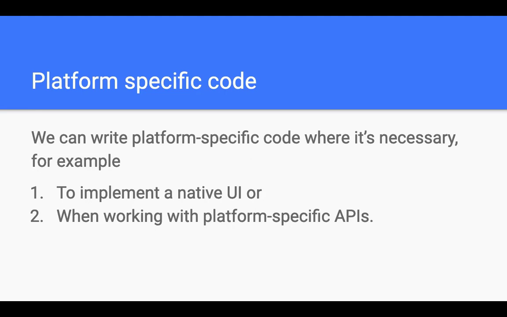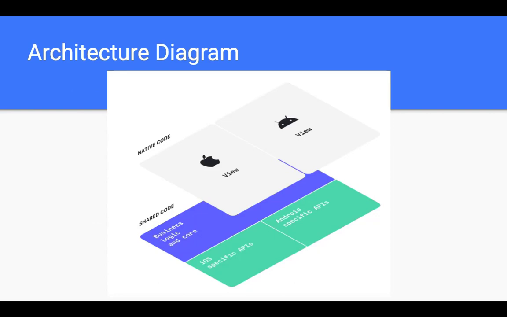So we can write platform-specific code whenever it is necessary, for example, to implement native UI and when working with platform-specific APIs. If we look at the high-level architecture diagram, we have native code for the view for Android and the view for iOS. So the UI components will be purely native. Shared code will have our business logic and our core logic.